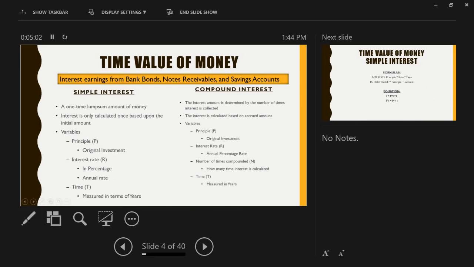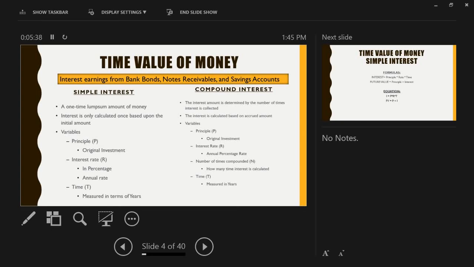So for simple interest, it's pretty straightforward. There are two types of interest that we're going to be looking into, and our main goal for this class is to understand interest. For simple interest, there are a few components you need to understand. You need to have a principal. The principal is your original investment, the amount you originally placed, or how much it cost you originally to begin with.